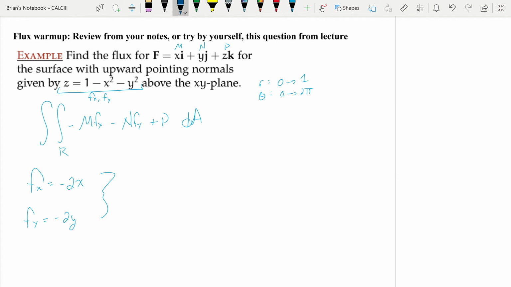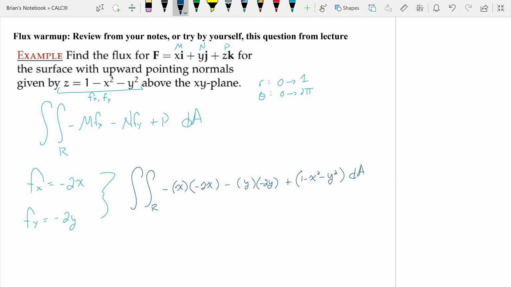And now we've plugged that in. So we have a region, negative m. So m is x, so it'll be negative x times our f x, which is negative 2x, minus our n, which is y, times our f y, which is negative 2y. And then we get plus our p, which is z. Remember that z is going to be 1 minus x squared minus y squared, so we'll just plug that in instead. And we've got our area.